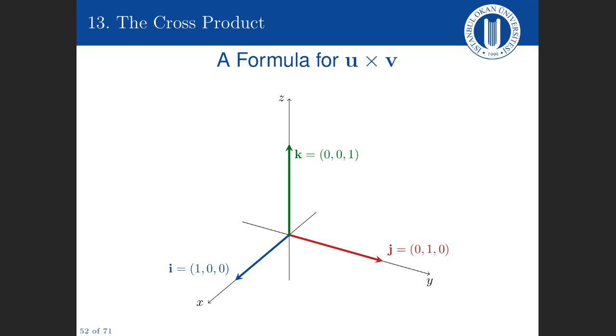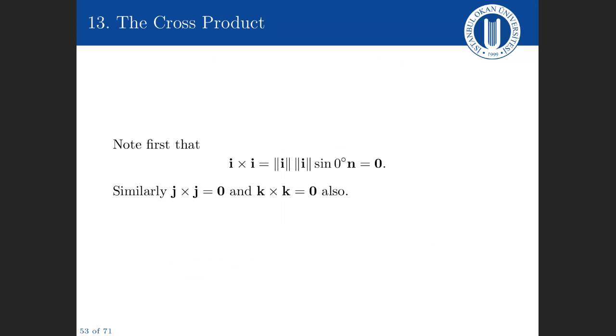And we're going to do this in terms of i, j, and k. So here's i, here's j, here's k. I want to first note that i cross i is 0, of course, because i is parallel to itself, therefore the angle is 0 degrees and sine of 0 is 0. Similarly, j cross j is 0 and k cross k is 0.